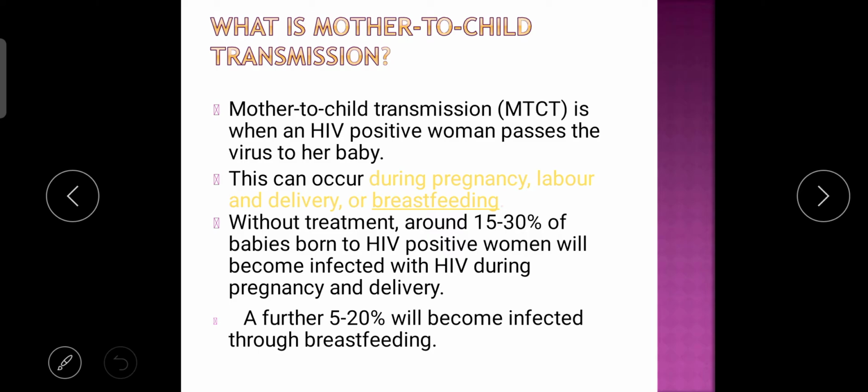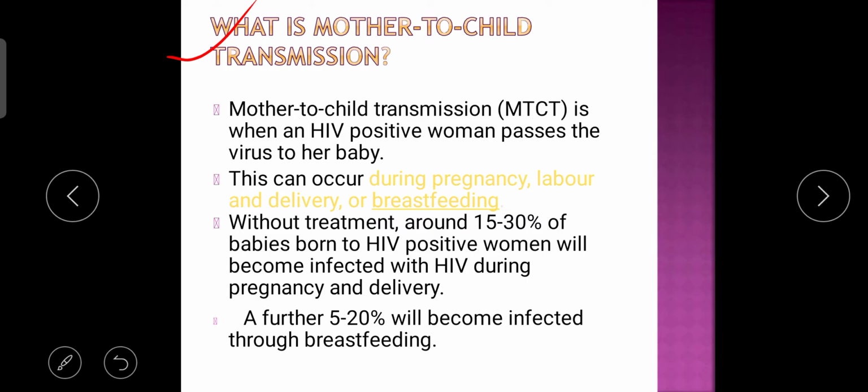What is mother to child transmission? This is the very main part that we are going to study here in OBG. Mother to child transmission is when an HIV positive woman passes the virus to her baby. Meaning if the mother is HIV positive and she passes that virus to the baby, that is mother to baby transmission, and this can occur during pregnancy, labor and delivery, or during breastfeeding. This can happen at any time of the pregnancy period, during labor, or during the breastfeeding time also.